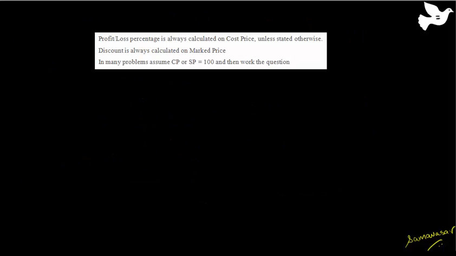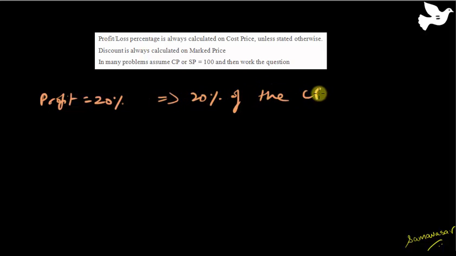Now just to revise once again, the profit and loss percentage is always calculated on cost price unless otherwise stated. So if I say that my profit is equal to 20%, it is equal to 20% of the cost price if it doesn't mention anything. In certain cases you should always read the question properly, because sometimes, just to twist it a little, they may say that the profit is 20% of selling price, in which case it will be 20% of the SP.